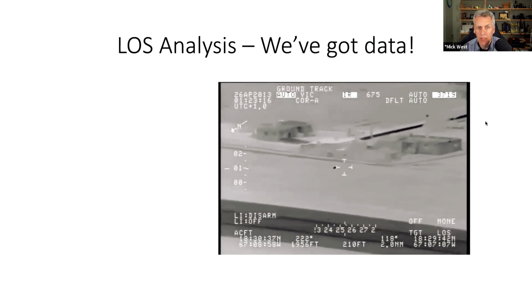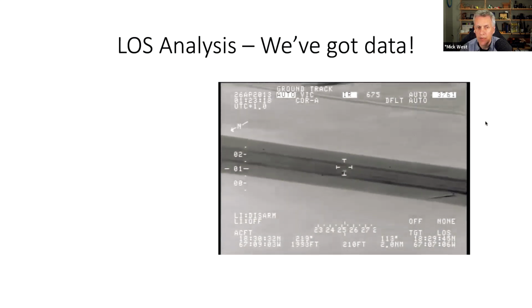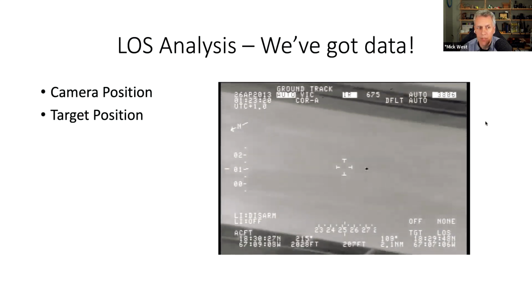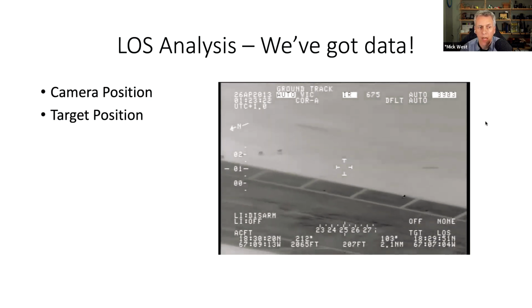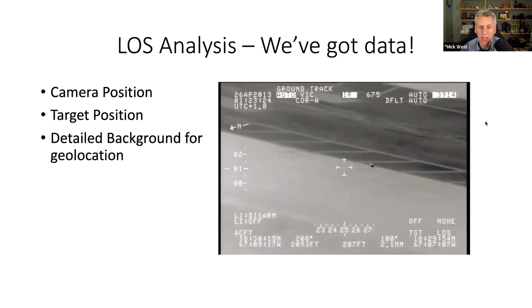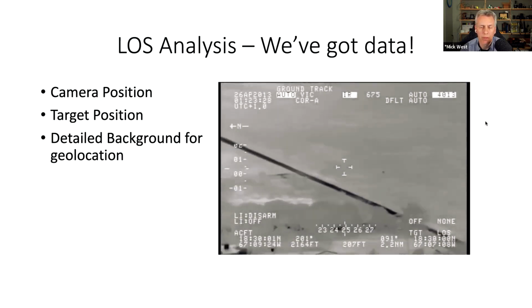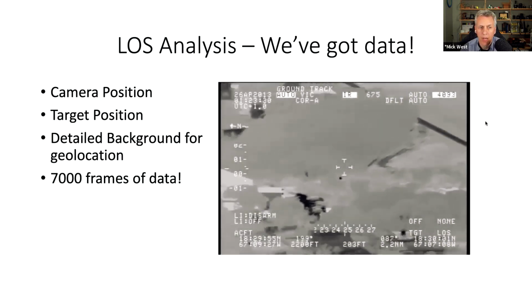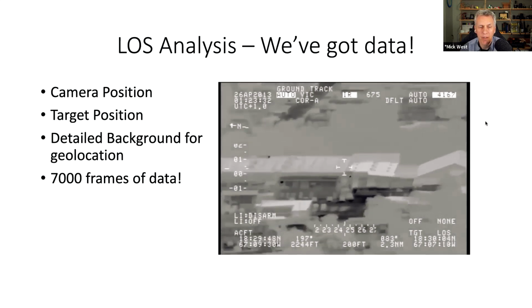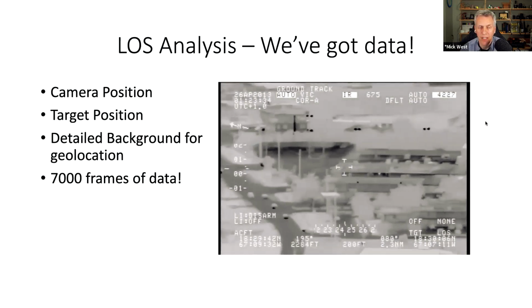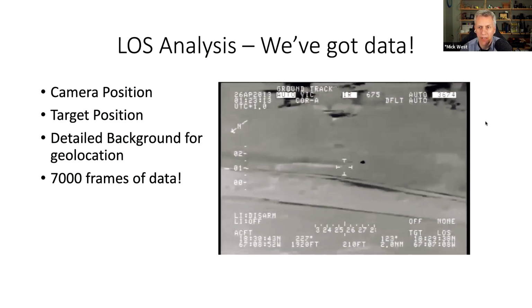Now, we've got a lot of data in this video. We've got camera position, we've got the target position, and we have a very detailed background here, so we can do very accurate geolocation. It's a wonderful video for extracting data from. But there's over 7,000 frames of data, and it's a lot of work to extract all of that. So how do we do it?